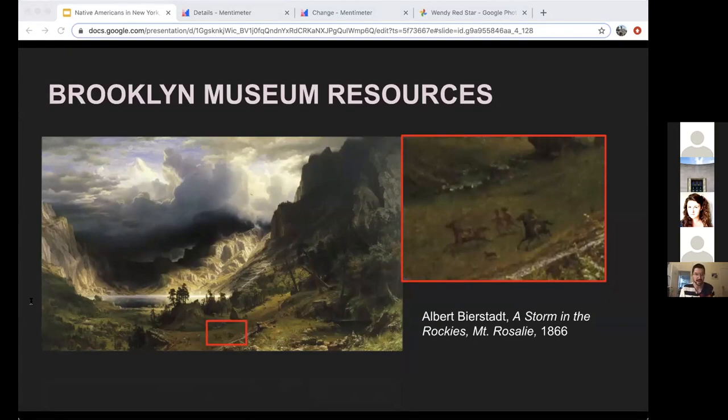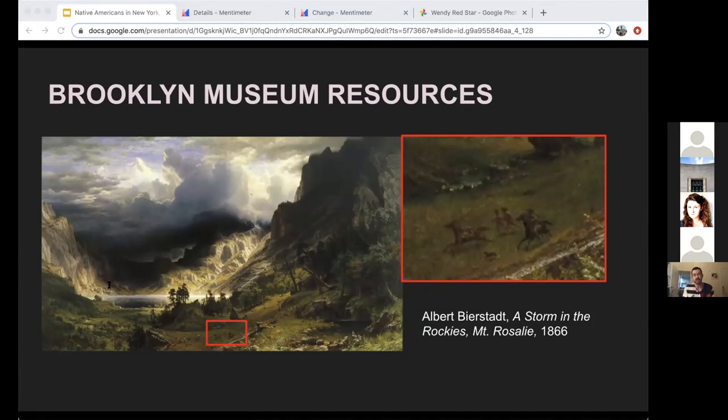majestic landscape, right? My personal interpretation has always been like Bierstadt is depicting indigenous people as something small and easy for settlers to eventually conquer. Again, that's just my interpretation.